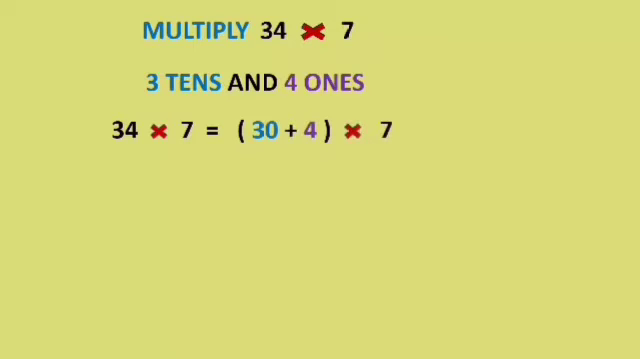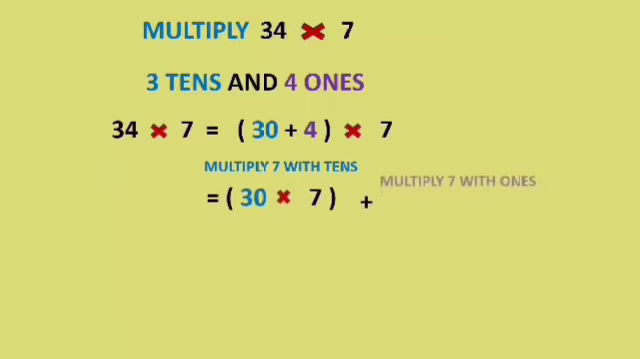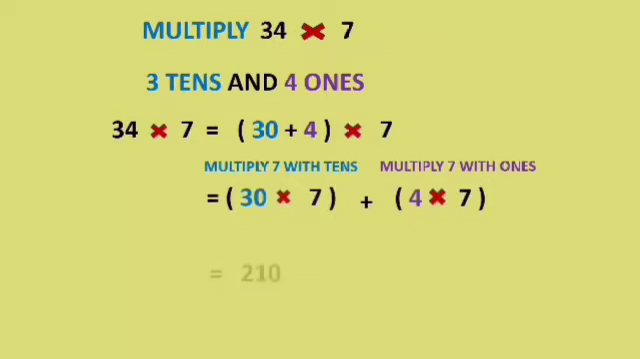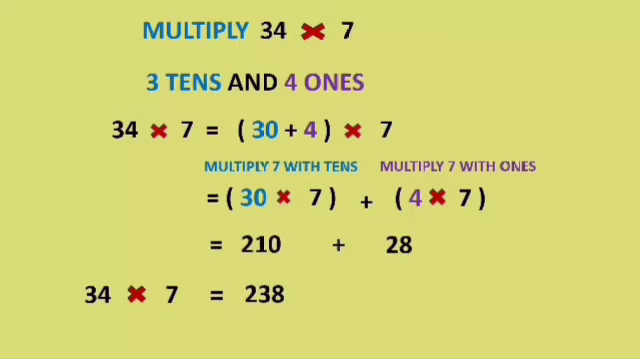Multiply 7 with tens, 30 into 7, plus multiply 7 with ones, 4 into 7. 3 sevens are 210, plus 4 sevens are 28. Hence, 34 into 7 is equal to 238.